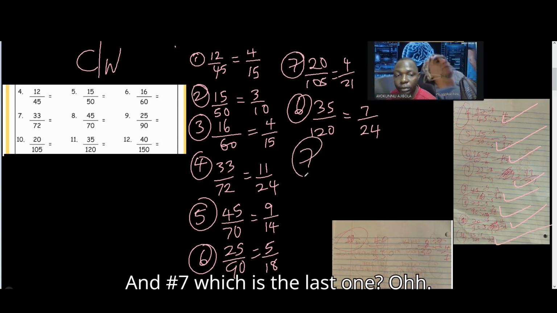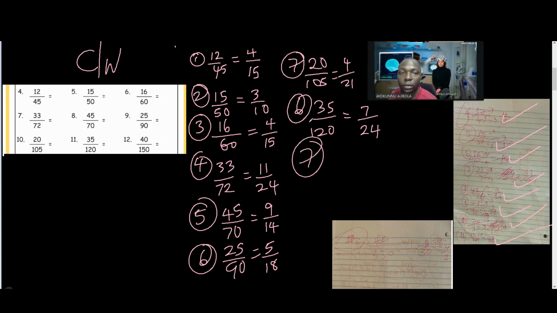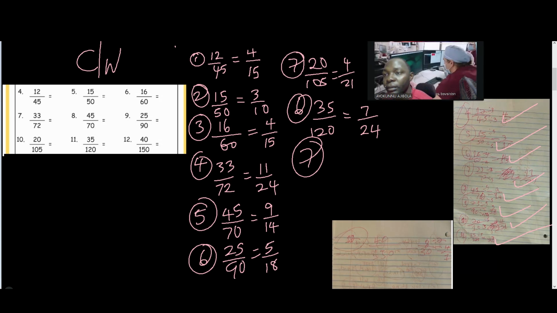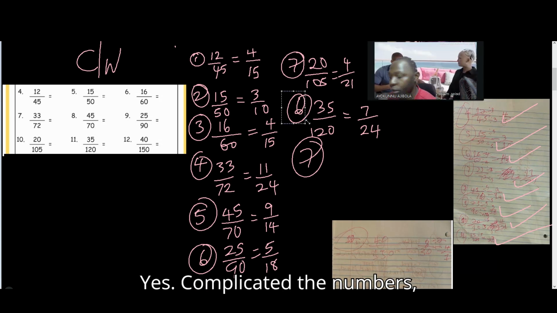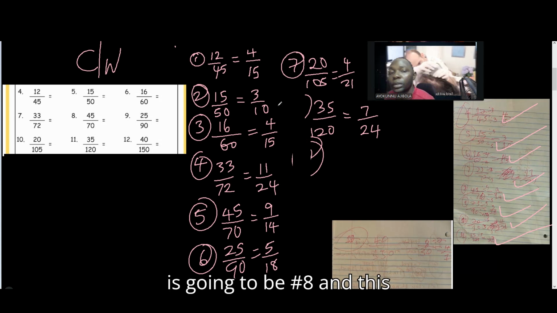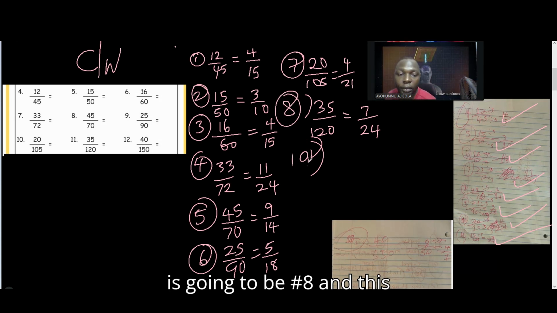And number 7, which is the last one. Oh, I said number 7, it's supposed to be number 8 and 9, right? I just noticed I duplicated the number. So this is going to be number 8, and this is number 9.